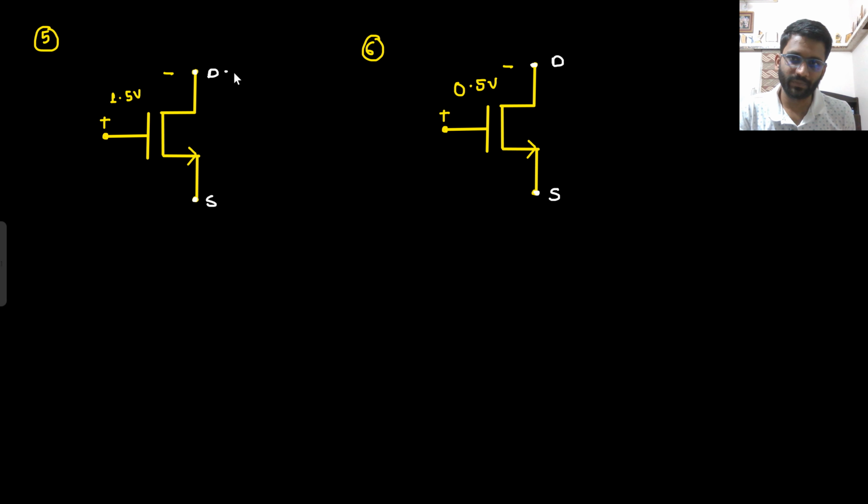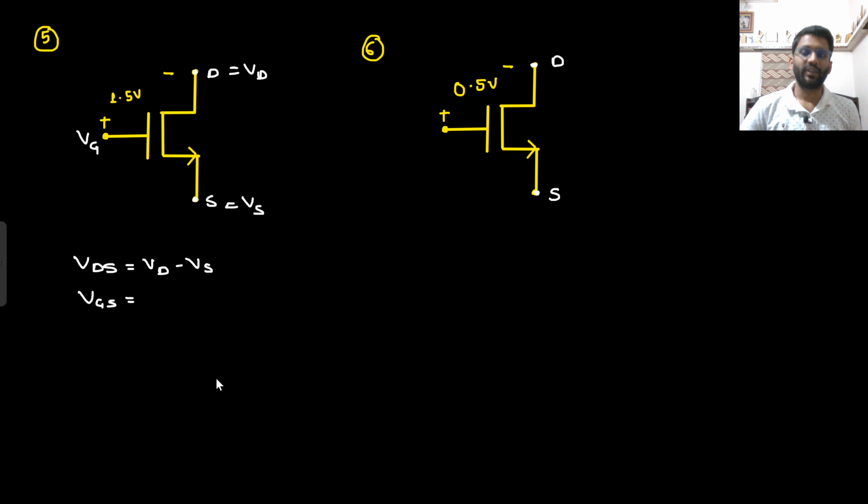Let's assume this potential is X, or forget about X. This potential is VD, this potential is VS, and this potential is VG only. What is the value of VDS here? VDS, that is VD minus VS only. What is the potential of VGS here? That is VG minus VS.